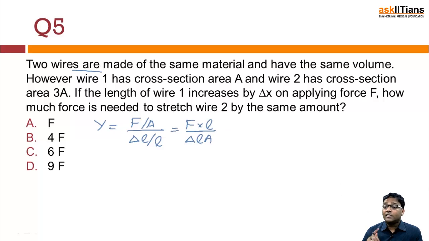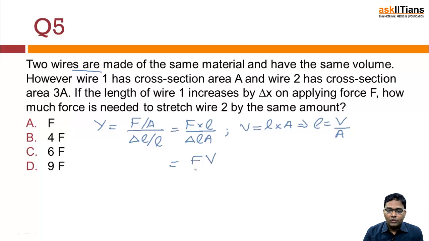Further, it says it has the same volume. So if the volume remains the same, what will we get? Volume is equal to length into area. So how do we write it in terms of length? Length can be written as volume divided by area. So let's simplify that. What will we get?